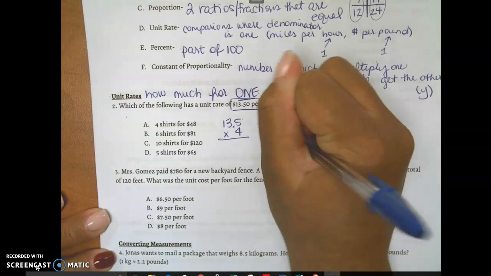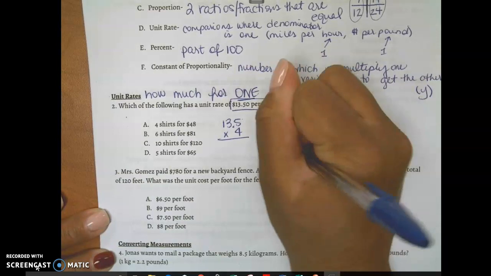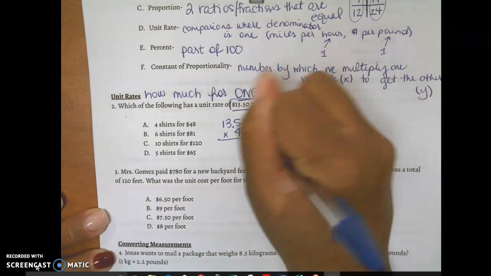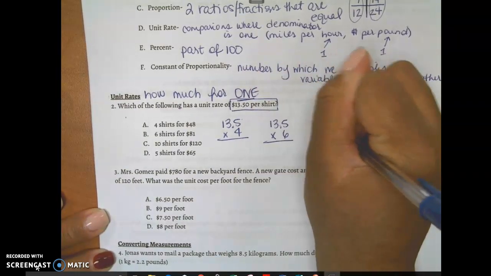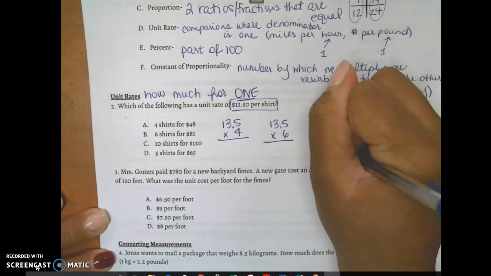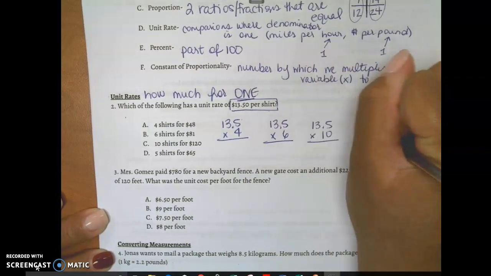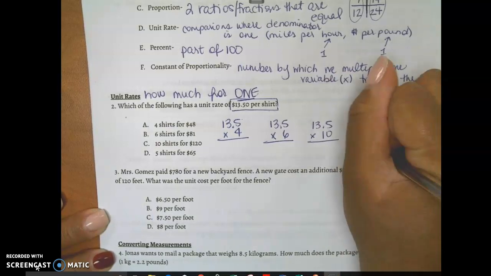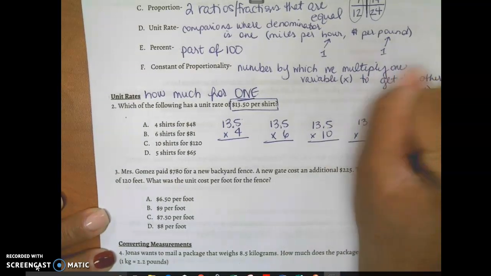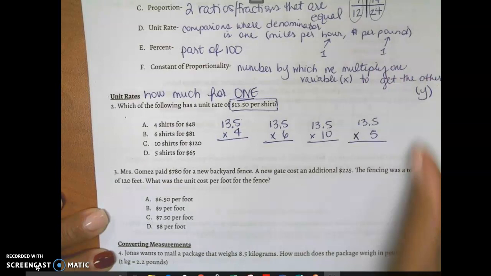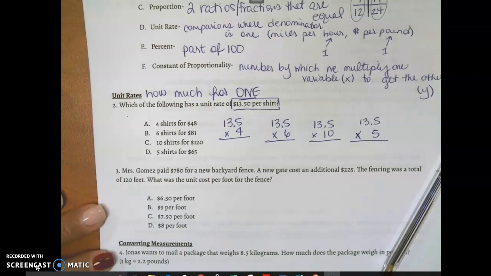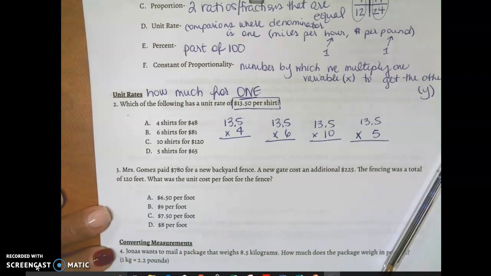So 13.50 times 6. 13.50 times 10. And 13.50 times 5. Wait. Do you have to line up the decimals? No, you don't ever have to line up decimals when you're multiplying. You only do it when you're adding and subtracting. So let's work those out.